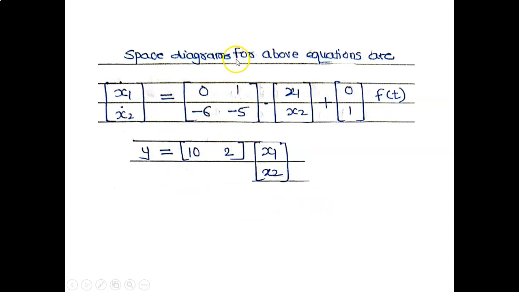Therefore state space representation for the above equations is [x1 dot; x2 dot] is equal to [0 1; minus 6 minus 5] into [x1; x2] plus [0; 1] f(t), and y is equal to [10 2] [x1; x2], that is 10x1 plus 2x2. This is problem number 2. Now next is problem number 3.